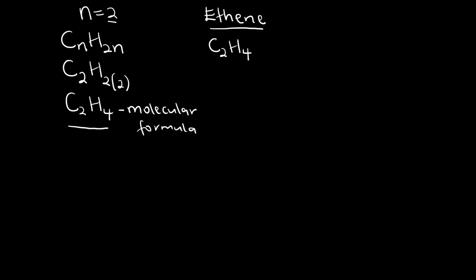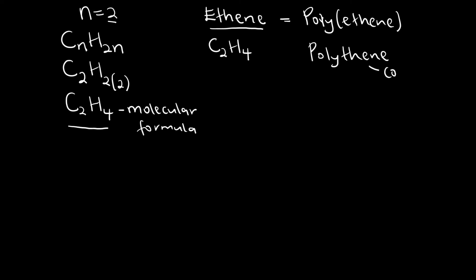One of the most important things concerning ethene is that its molecules can combine with other ethene molecules to form a very long chain that we usually call polyethene. Poly meaning many. However, it's usually written as polythene without the e, a very common plastic in our everyday life. So ethene has the ability to join with other ethene molecules to form this common plastic known as polythene.